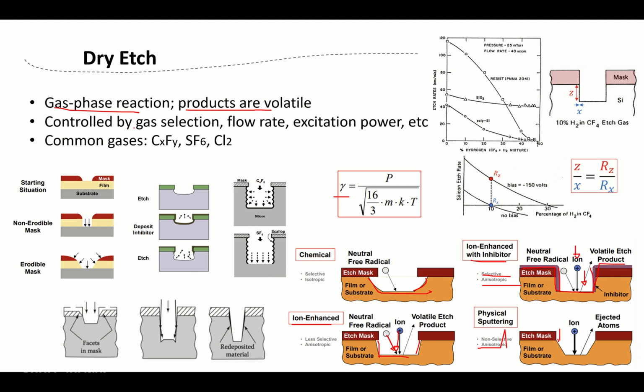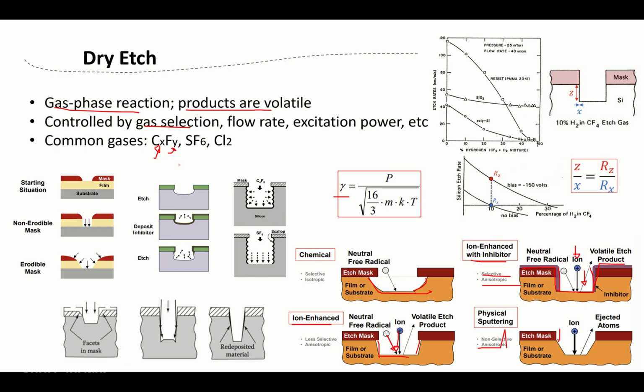So the dry etch is controlled by gas selections. For example, if we increase the F portion, it will make the etch faster, but it will be isotropic. If we increase the carbon portion, it will decrease the etch rate, but be more anisotropic.